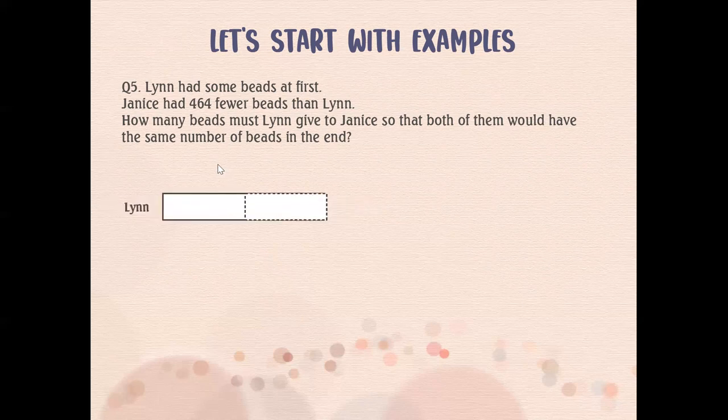So we will draw the diagram for Lynn first. Because we're not sure how many bits there are, we will draw 1 unit in a full length and another in the dotted length to indicate the 464 fewer bits for Janice. And for Janice, we will draw out the diagram to confirm the amount of bits she has. So Lynn here has 464 bits more.